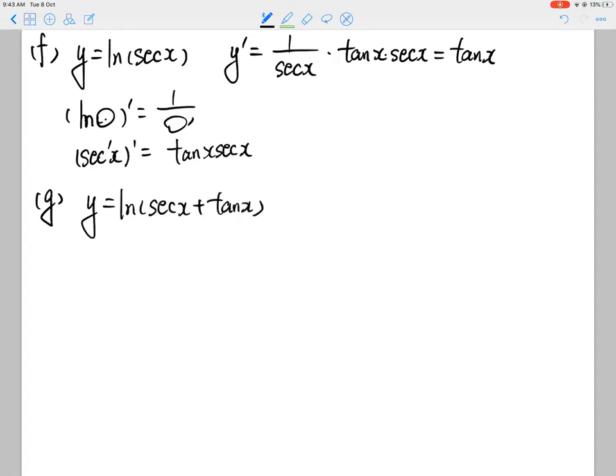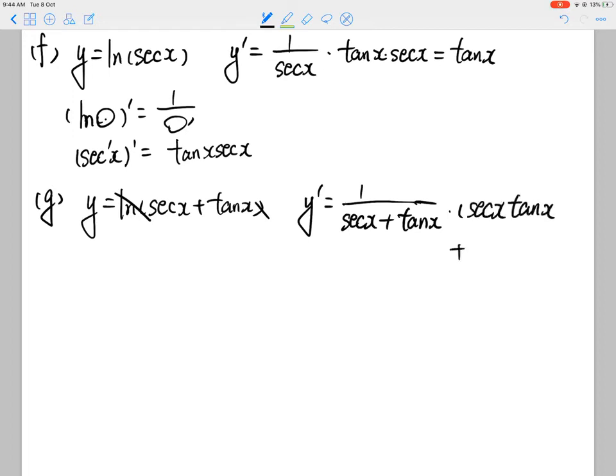So again, from outside to inside, the first is natural log of something. The derivative is just like here. The derivative is 1 over this thing. Okay, then times, after ignoring the log, it's just the derivative of secant x plus tangent x. Secant x's derivative is secant x times tangent x. Tangent x's derivative is secant x squared.